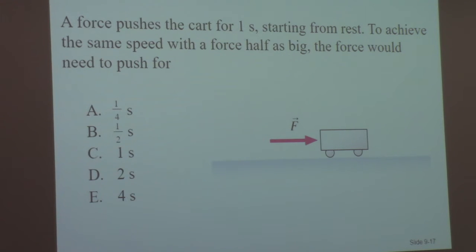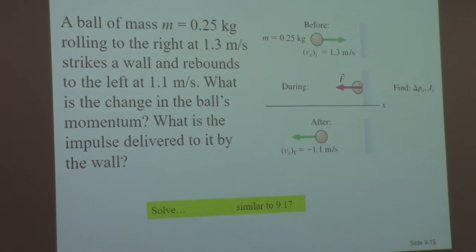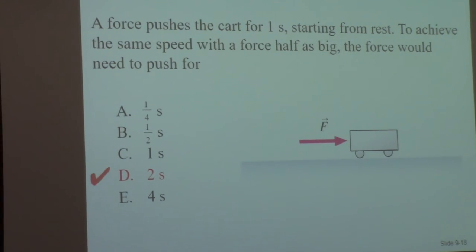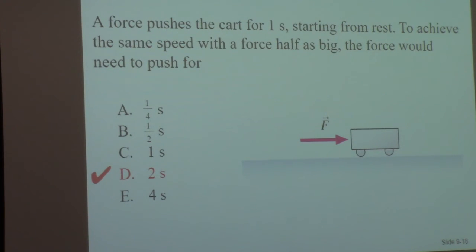Excellent. Good, good. So if we want to get the same speed, but we cut the force down, we got to make the time bigger, right? Force times time gives you the change in momentum. So if you want to have the same change in momentum, if you cut the force in half, you'd have to have the time be twice as big. We want the same change in momentum because that will give us the same speed. Okay, good.